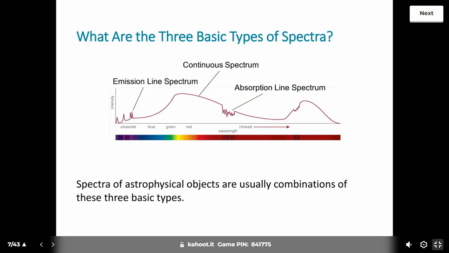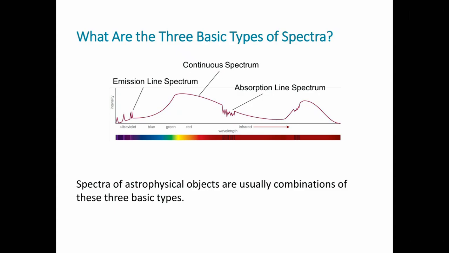So what are the different types of spectra that you can observe? There are 3 different types, and we will see all of these from an astronomical point of view. Things that we see in space are usually a combination of all of these 3 things. So there are emission spectra, there's a continuous spectrum, and then you can have an absorption spectrum.